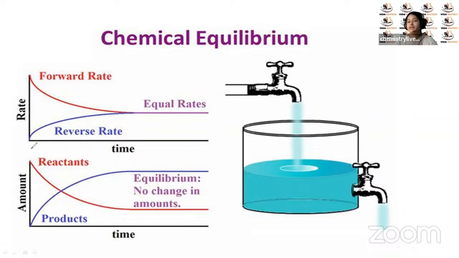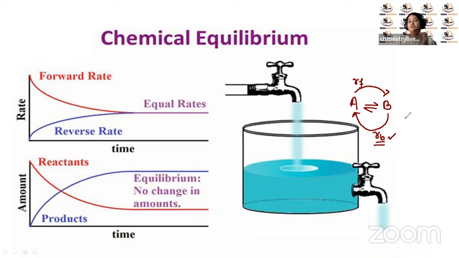For a general equation, A gives rise to B. When A converts into B, that is called the forward reaction, right? When B is trying to convert into A, that is called the backward reaction.